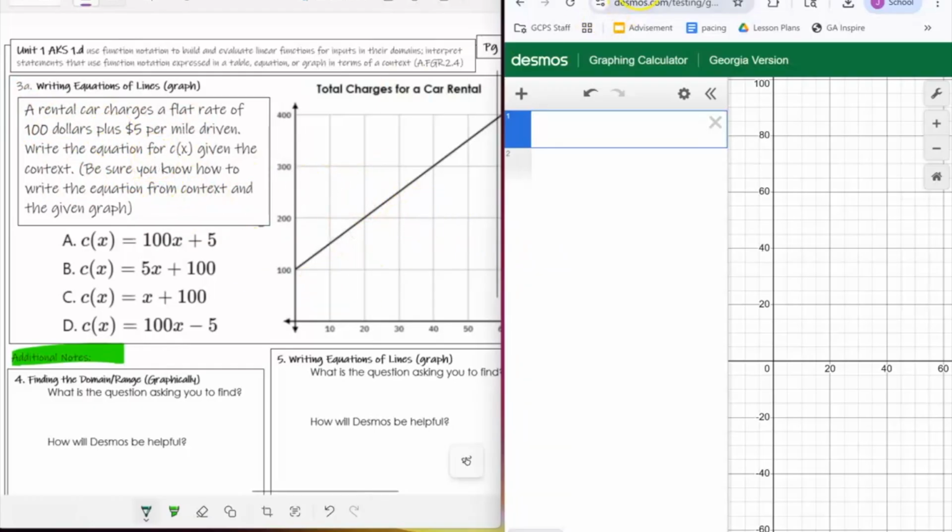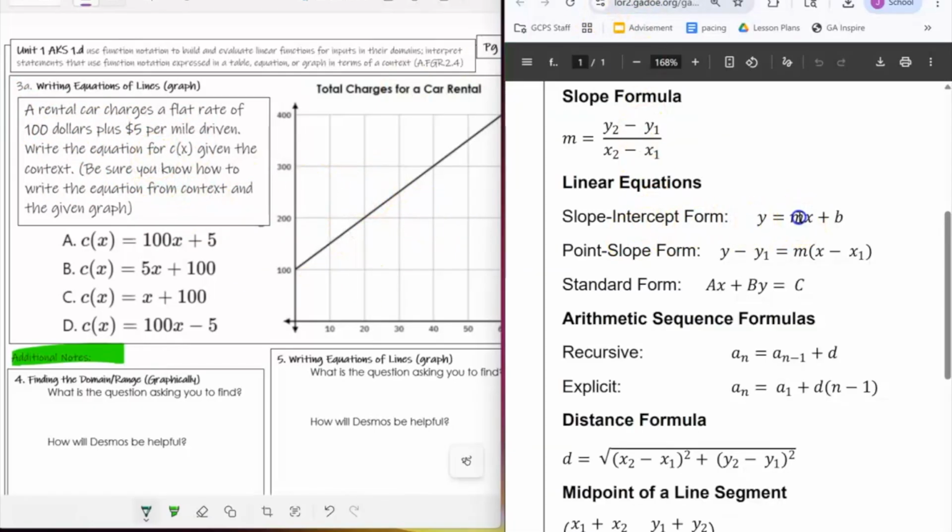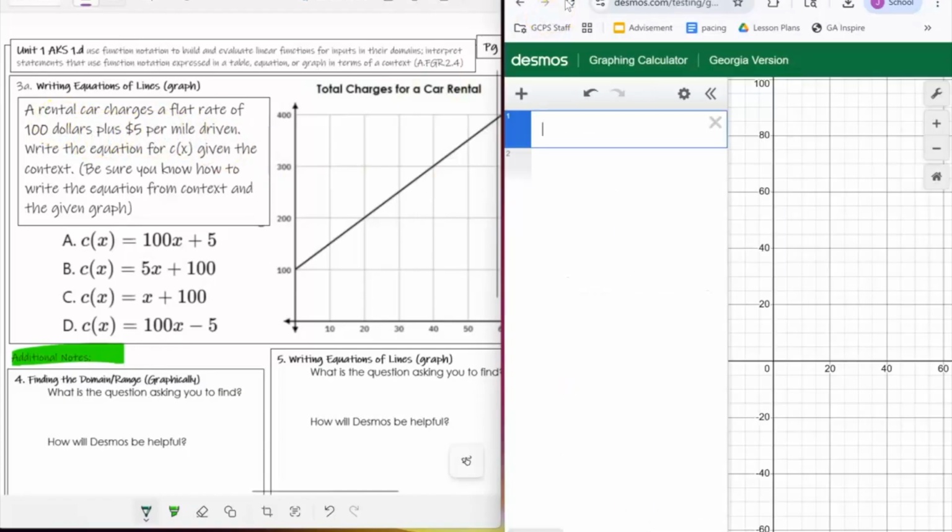So let's talk about from context. Remember, I'm looking for the number that keeps happening over and over, and then I'm looking for the number b, which happens one time. A rental car charges a flat rate of $100. Is that the number that happens one time, or the number that happens over and over again? It's the number that happens one time. So that's the plus b, so that's going to be plus 100.